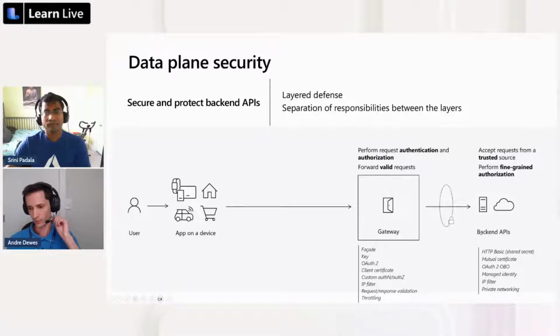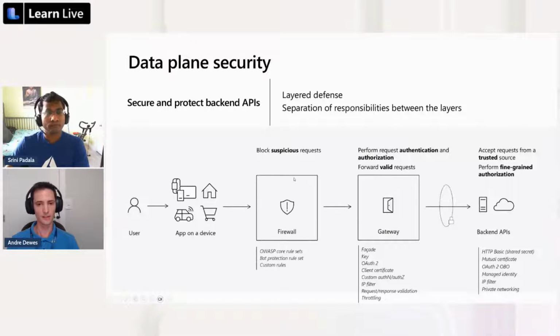And on the backend APIs, we can apply more authentication or authorization mechanisms. For example, we can apply something called managed identity. I'm going to show you in the demo too. That's Azure-specific identity management. We can apply some IP filtering, so we only receive requests coming from the API management gateway. That's one thing. Or secure and lock down by using private networking and all these things.